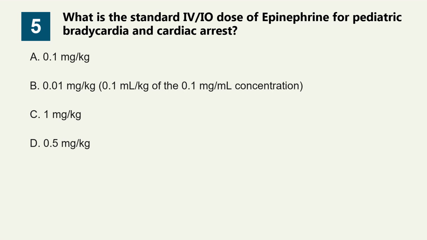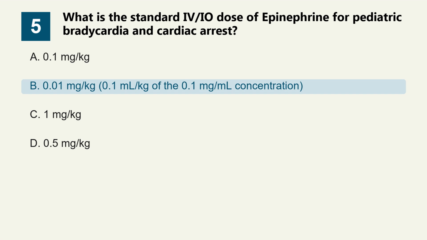Question 5. What is the standard IV/IO dose of epinephrine for pediatric bradycardia and cardiac arrest? Option A. 0.1 mg per kilogram. Option B. 0.01 mg per kilogram, 0.1 ml/kg of the 0.1 mg/ml concentration. Option C. 1 mg per kilogram. Option D. 0.5 mg per kilogram. The correct answer is option B.